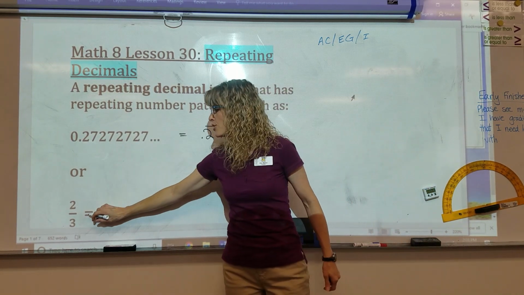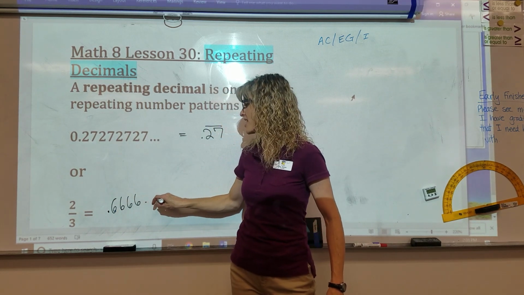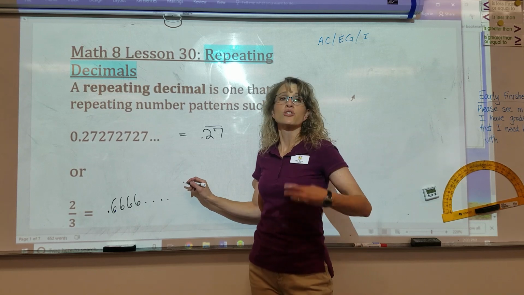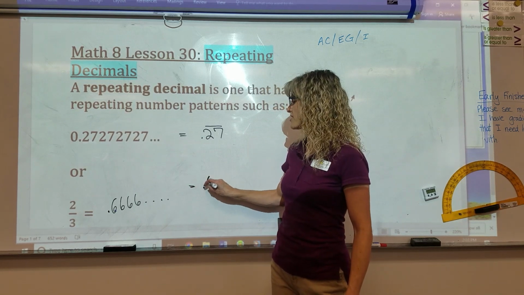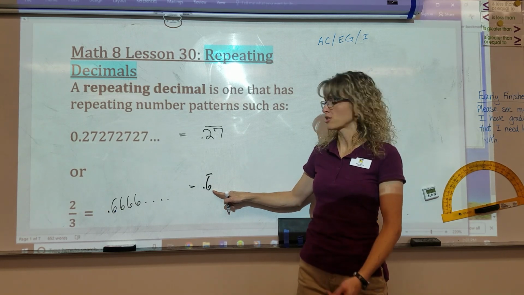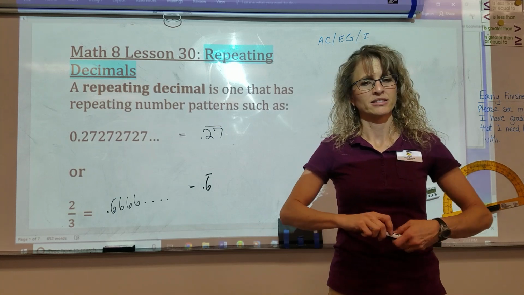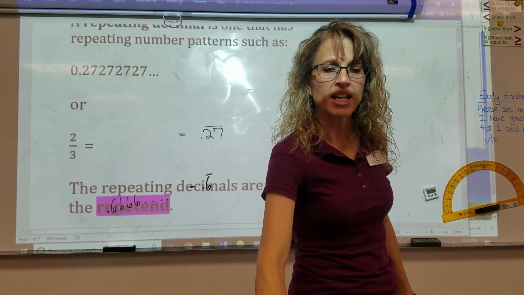2/3, we've memorized that it's 0.6666 dot dot dot. It goes on forever. So as a shortcut we write it 0.6 with a bar over just the 6 because the 6 is the thing that repeats. So we say 0.6 repetend. What do we say, class? Get ready? 0.6 repetend.